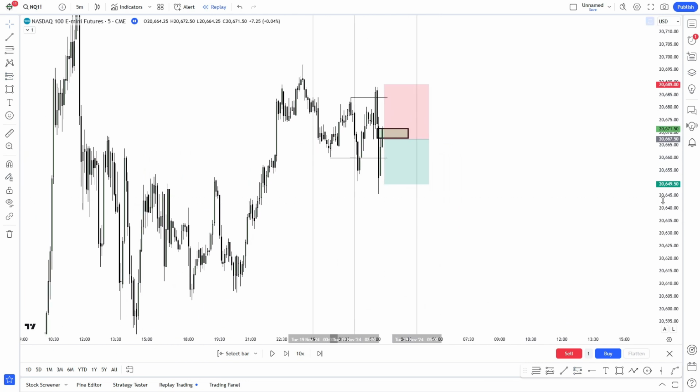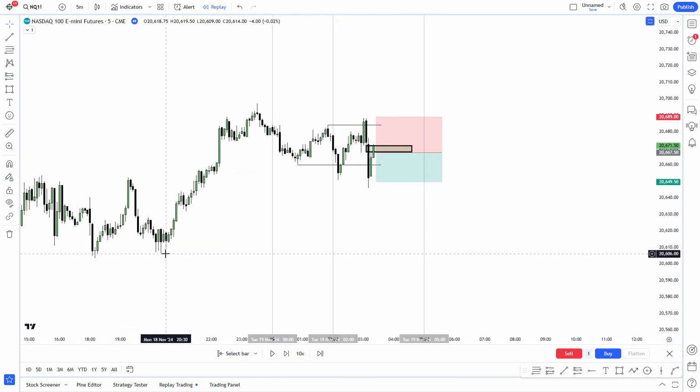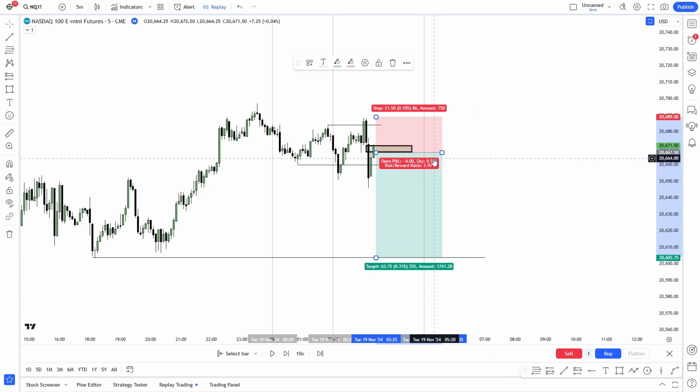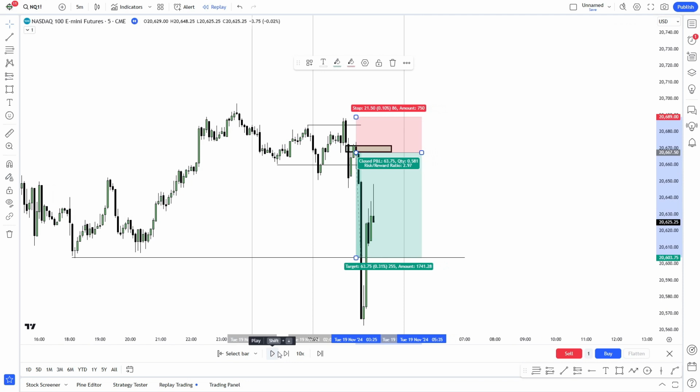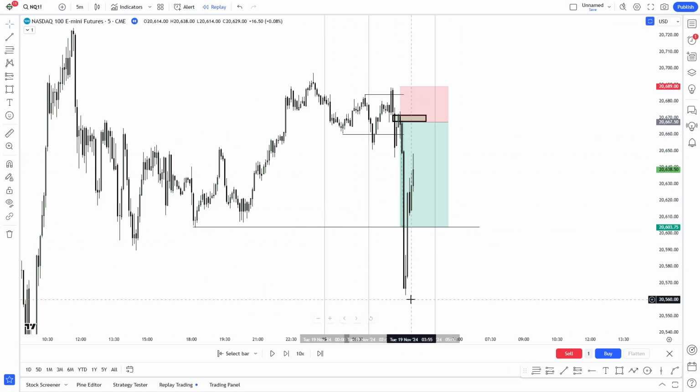And then our final step is to target opposing pools of liquidity. So we have these relatively equal lows right here. This could be a target that we look to aim for. So looking to target here for just short of a 1 to 3 risk reward. If we play this out, get entered, and you can see price literally melts and goes even further than our anticipated take profit.